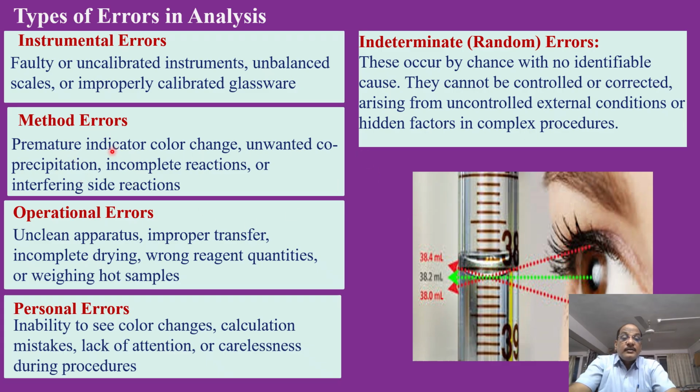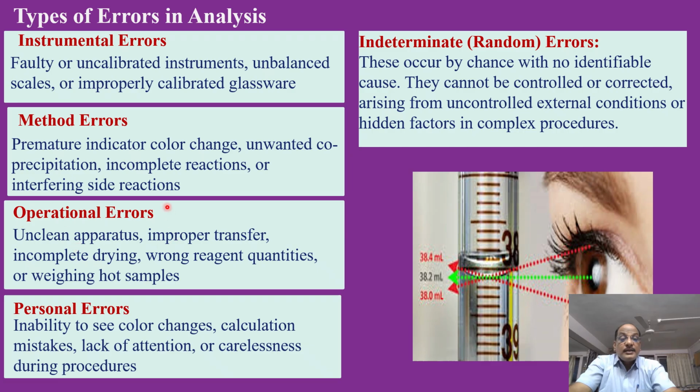Another is method error: premature indicator color change, unwanted co-precipitation, incomplete reactions, or interfering side reactions. Whatever analytical method you adopt for the analysis, you must know about each and every reaction involved in that method, because an incomplete reaction may affect our analysis. Therefore, before starting the analysis, you must be very well familiar with the reaction going on in that method, so that we can minimize this method error.